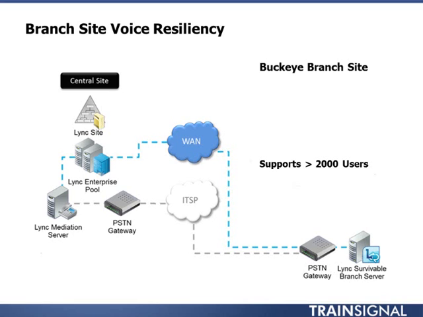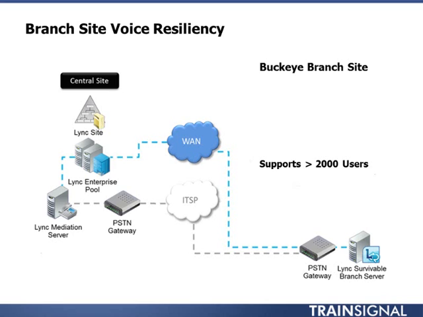So if a client were to register out at a branch office with a survivable branch server, the client still has to go across the WAN link over to the central site in Scottsdale or Phoenix to gain access to their user mode services like your conferencing. So in the case of a WAN outage, clients out at the branch site in Buckeye wouldn't be able to gain access to their conferences across the WAN link.